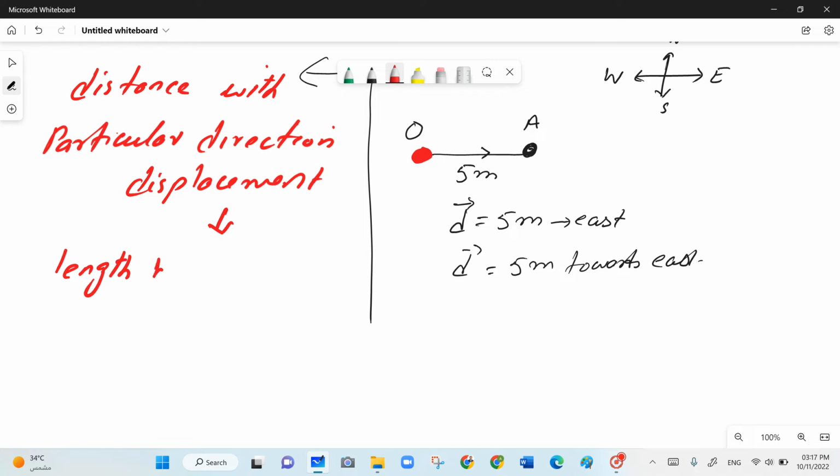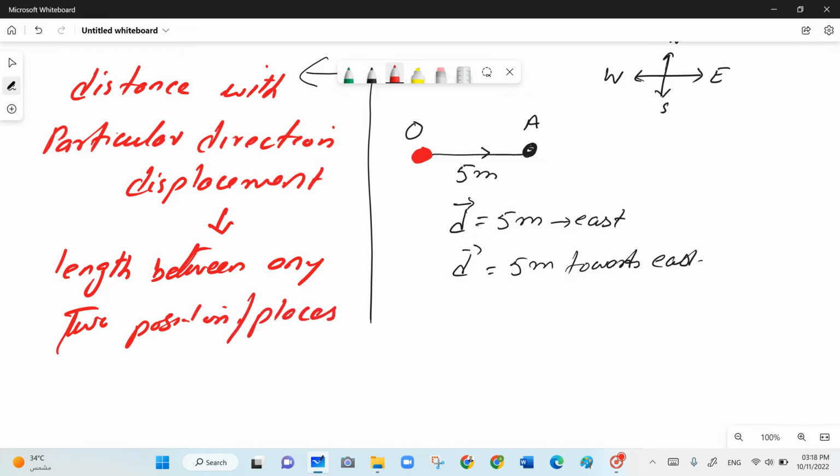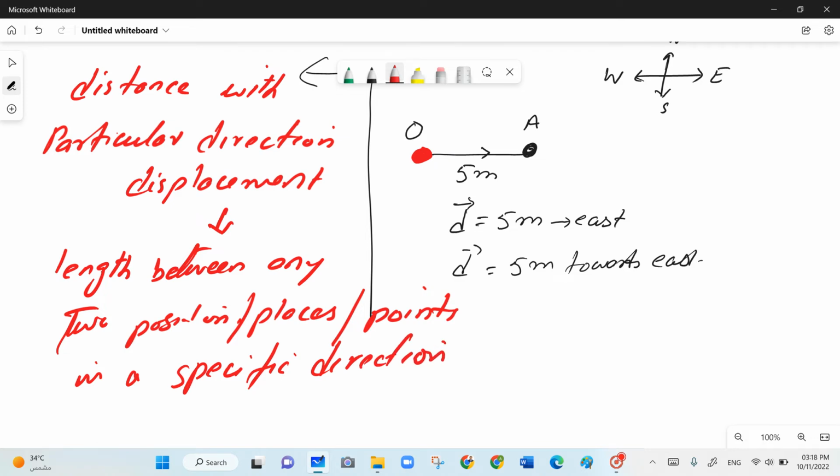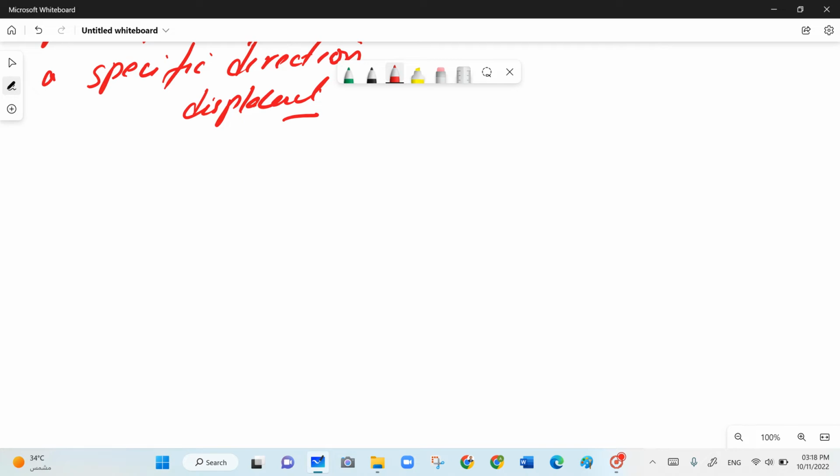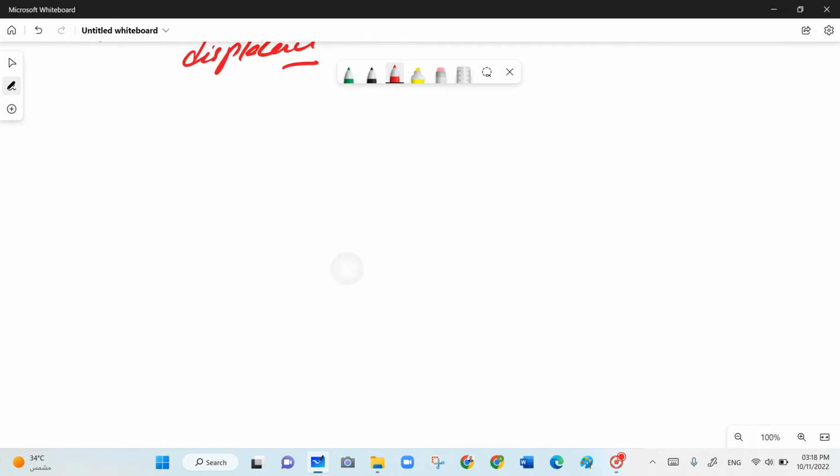Length between any two positions, points or places, in a specific direction, is what? It is a displacement. It's called displacement. Okay, so this was the mathematically short and brief description of displacement.